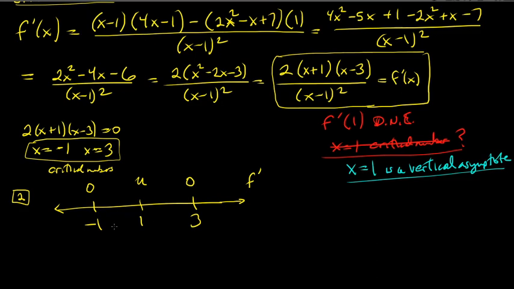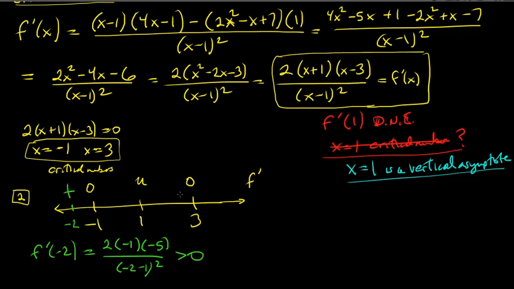You plug in numbers into the derivative. And where should we start? How about negative 2? If you plug in negative 2 into the derivative, what do we get? We get 2 times negative 2 plus 1 is negative 1. Negative 2 minus 3 is negative 5. And then the denominator will always be positive because you're squaring it. So it looks like 10 divided by 9, which is definitely positive. So it's going to be increasing at negative 2.